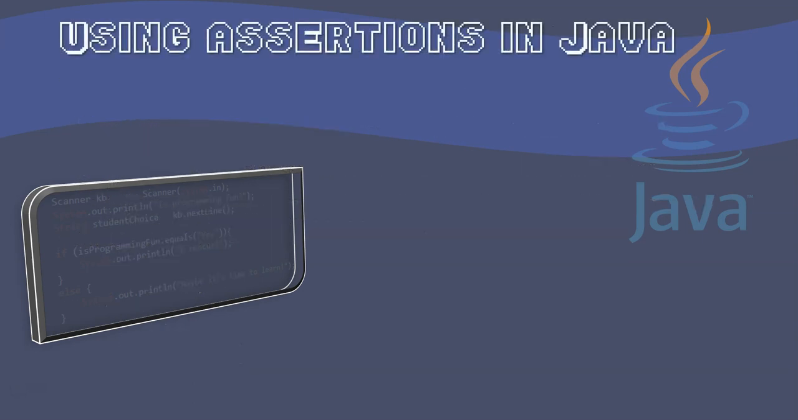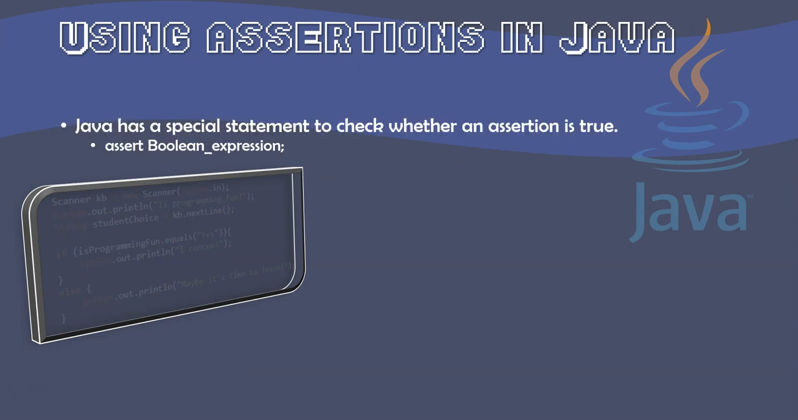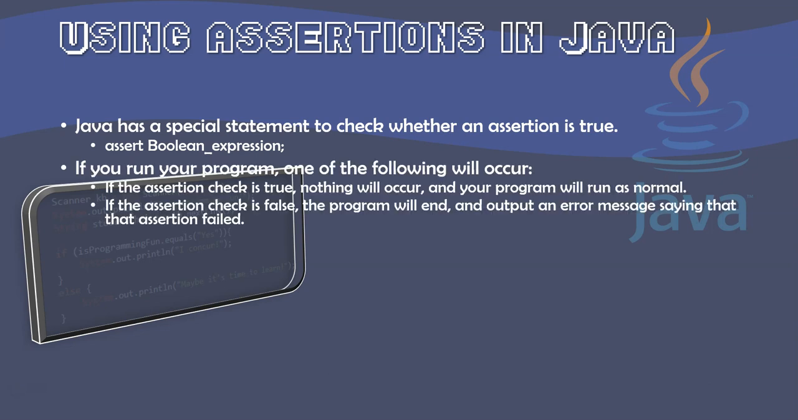So how do we use these assertion statements in Java? Well, Java actually has a special statement to check whether an assertion is true. Instead of relying on comments and guesswork, we can say assert and then have a Boolean expression that's going to determine true or false for us. If you run your program with an assertion statement in it, one of the following will occur. If the assertion check is true, nothing's going to happen and your program will run as normal. If that assertion check, though, is false, the program's going to end, output an error message, and say that the assertion has failed.